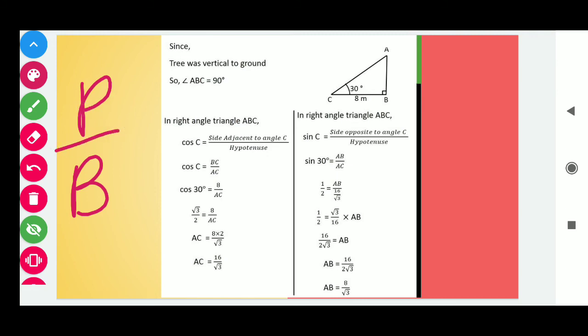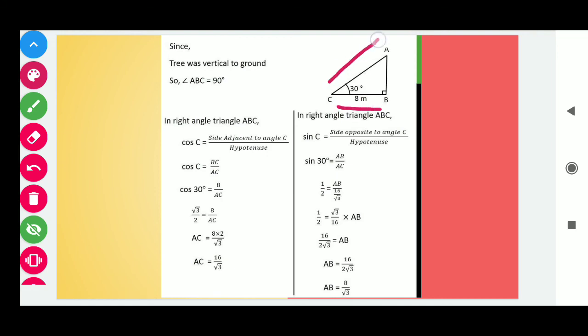But students, here we are given only the base and we need to find the perpendicular, and so the relation between perpendicular and base is what? That is tan theta. Here you can also use tan theta, but students, here you can see that BC is the base and we need to find the hypotenuse as well. So students, that depends on you from where you start.